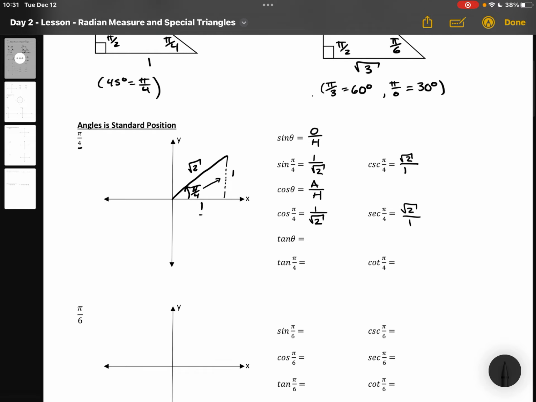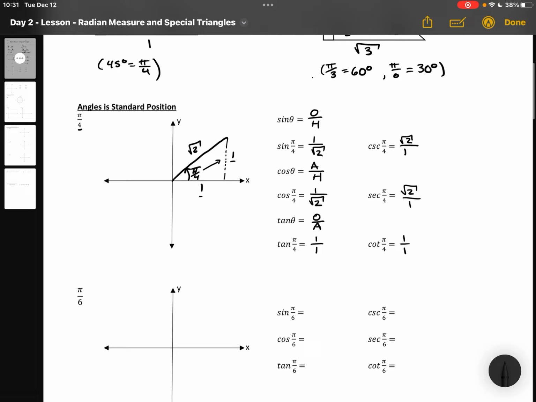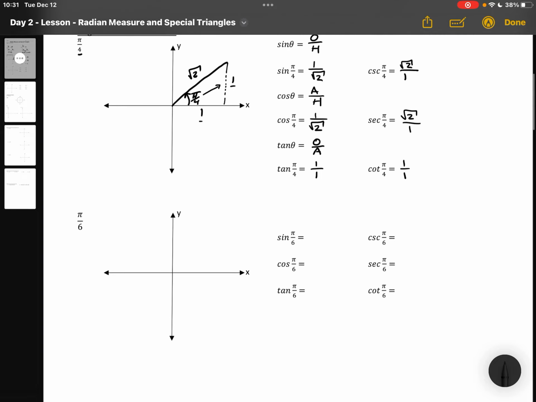The last one is my tan ratio. I've got opposite over adjacent, and in this case those sides are both equal, just 1 over 1, and then my cotan ratio is just the inverse of that. So those are all your primary trig ratios for pi over 4 in standard position. We're going to do the same thing now for pi over 6. So this was the same as 45 degrees, this is the same as 30 degrees. So I know that's a little smaller. I'll try and make my diagram kind of accurate.